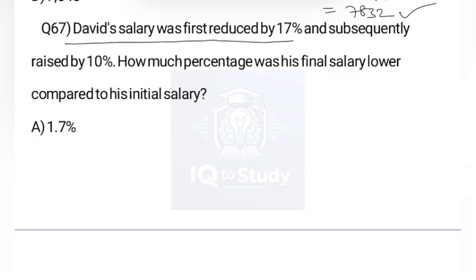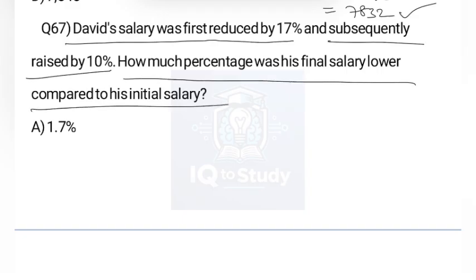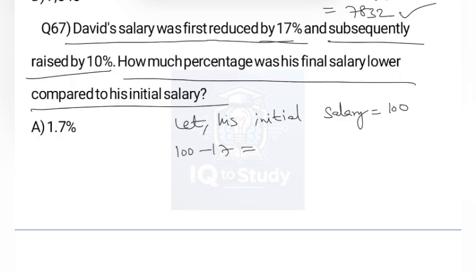David's salary was first reduced by 17% and subsequently raised by 10%. How much percentage was his final salary lower compared to his initial salary? Let his initial salary be 100. First it was reduced by 17%. It means 100 minus 17, that is equal to 83. And then it is subsequently raised by 10%.